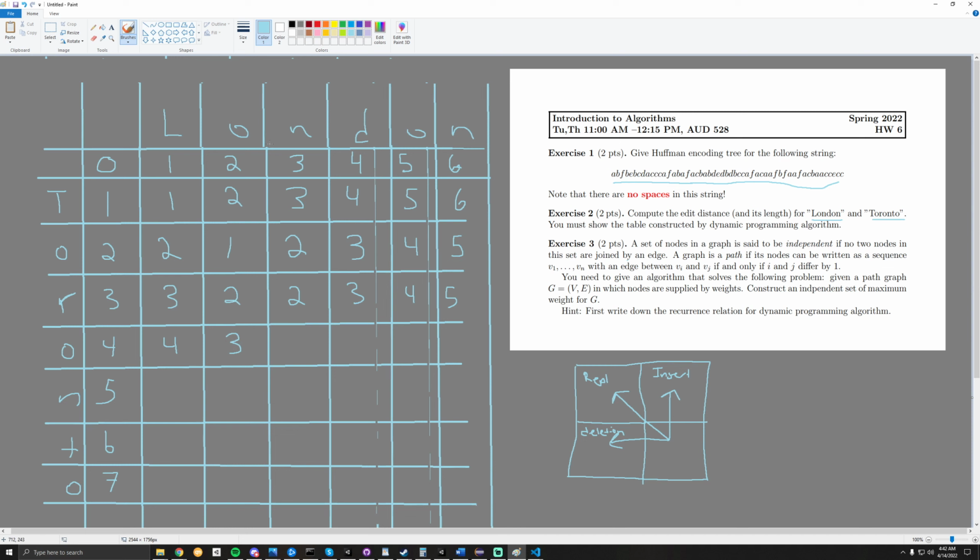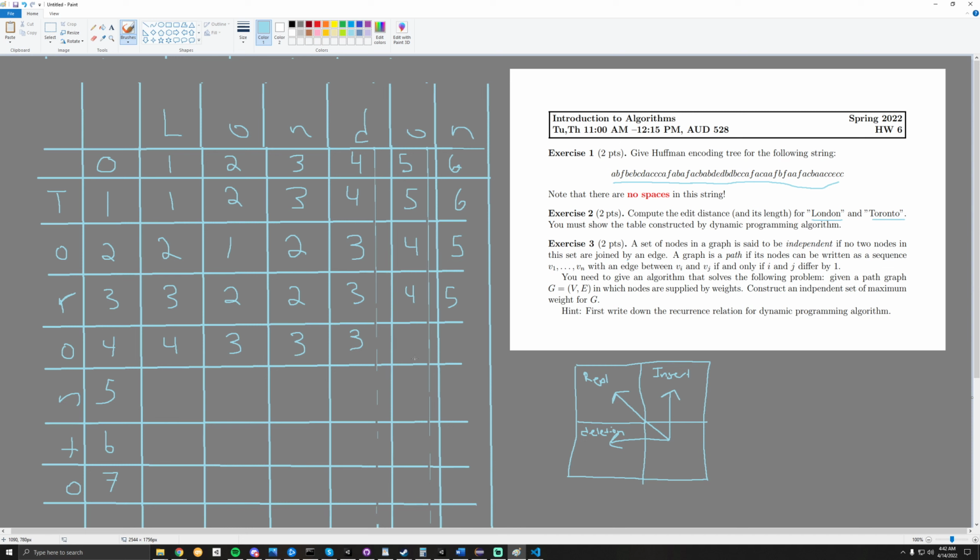Now we've got another N with the O, so N does not match. We'll have an operation, so 1 plus our lowest neighbor, we've got 3. D does not match O, 1 plus our lowest neighbor, which is, again, 3.